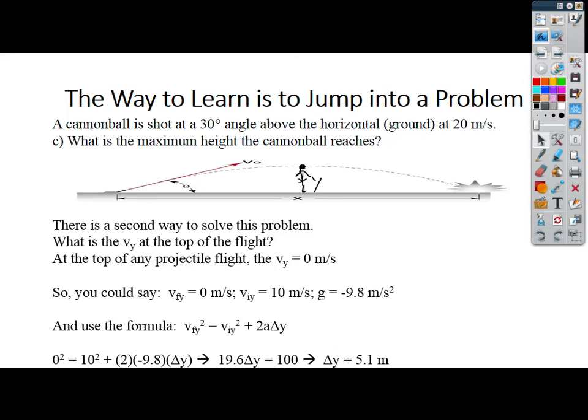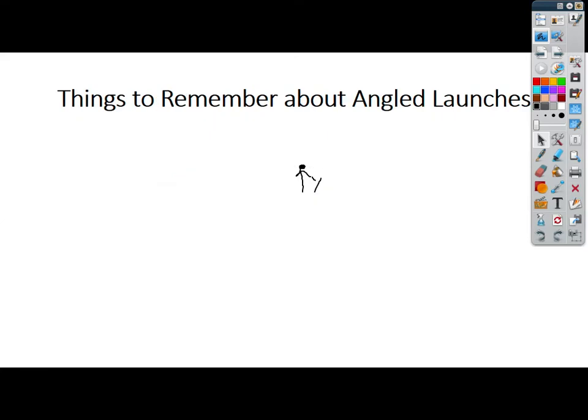Okay? So that's just a second. There's multiple ways to solve the problem. You choose how you want to approach it. All right? And obviously, what would be the fastest way to go about it. Okay? So a couple things for angled launches.